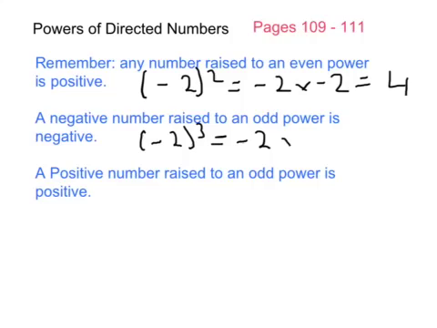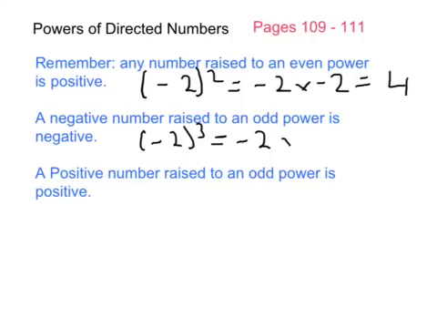Now, we've got to remember that any number raised to an even power is positive. So an even power, by that I mean a power of 2, 4, 6, 8, etc. So if I've got, for example, negative 2, and I raise it to an even power, to the power of 2, I know that that's equal to negative 2 times negative 2, don't I? And a negative times a negative, we know, is positive.